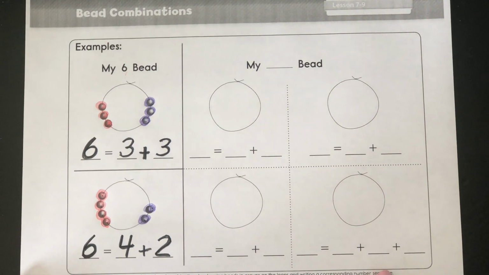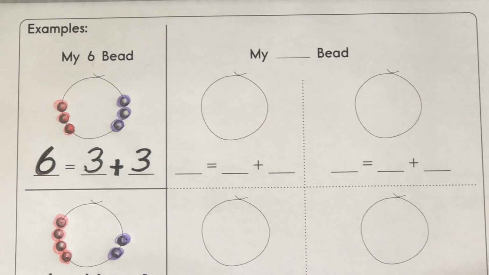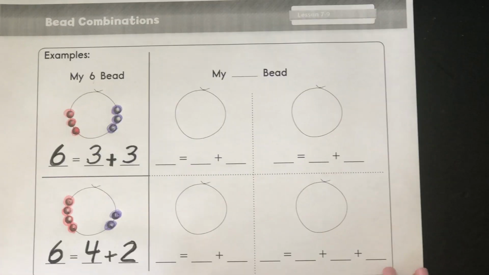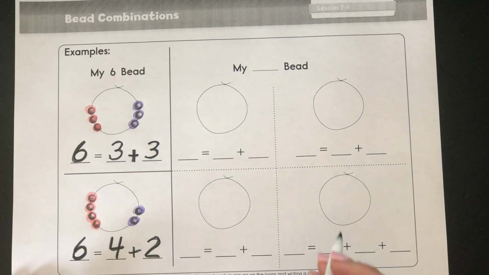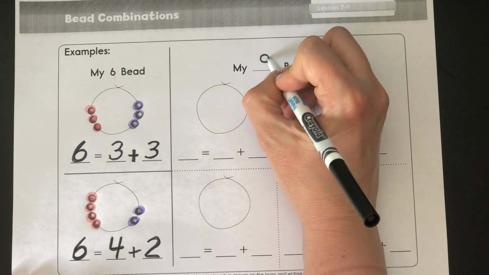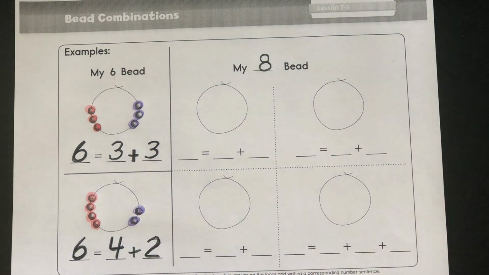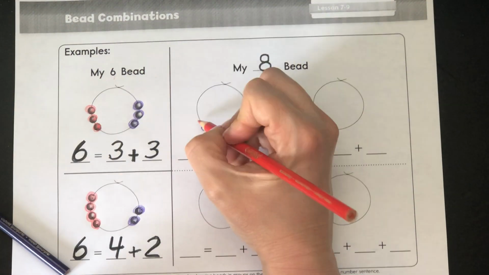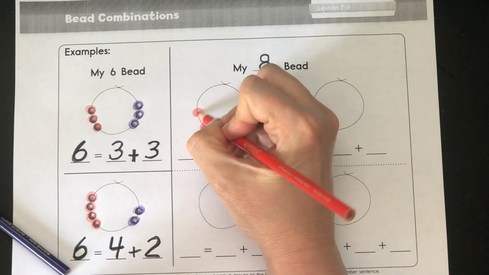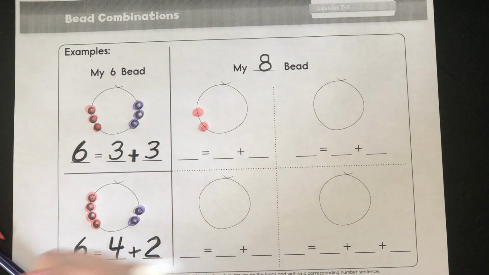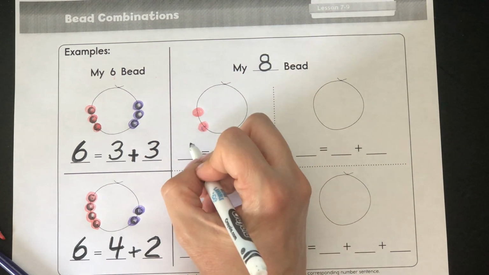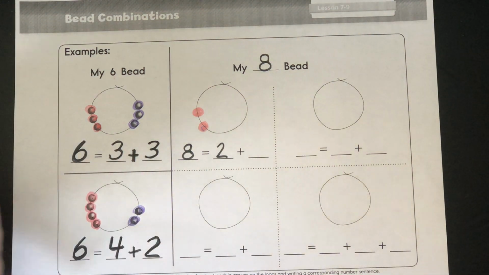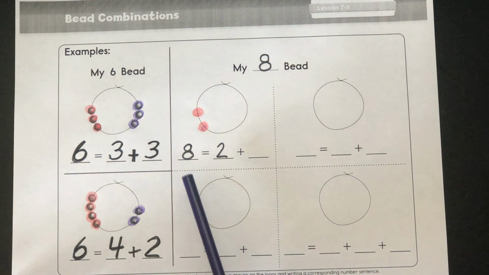So for my example, remember, you're not going to copy my example, but I'm going to show you an example of a number. I'm going to do the number 8. So I'm going to do my 8 bead. To start, I'm going to put 2 reds on this side, 2 red beads, and I'm going to write my 2 here. I know that I want it to equal 8, so I can write that down. And now I have to figure out how many more purple beads I need to do. So I'm going to count up to 8.